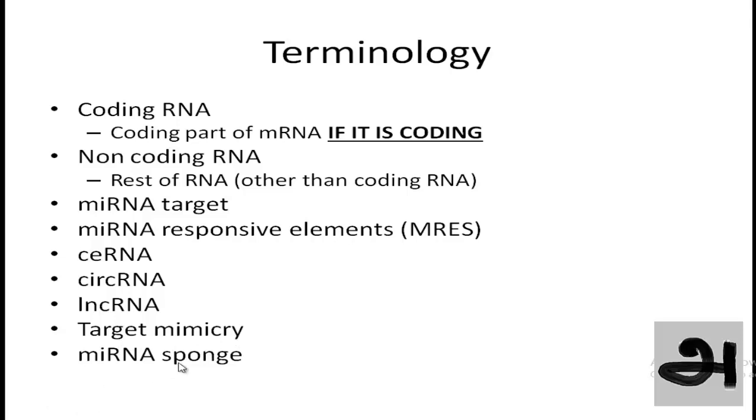And microRNA sponge. This is another fancy term in the literature. We refer to these competitively endogenous RNAs as microRNA sponges. Why? If the competitively endogenous RNA is in the cell, the microRNAs go and bind to it. It sequesters the microRNAs and nullifies the microRNA functions. So we refer to these competitively endogenous RNAs as microRNA sponges.